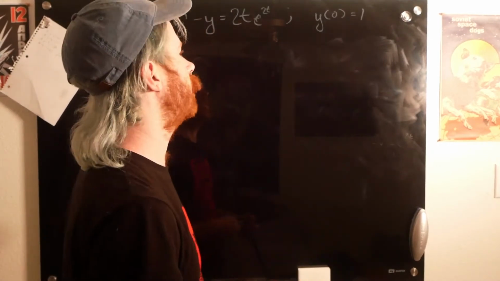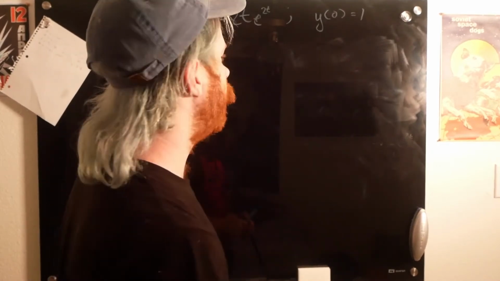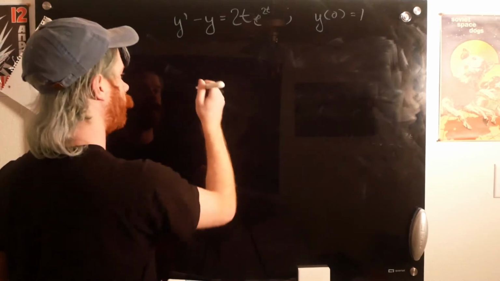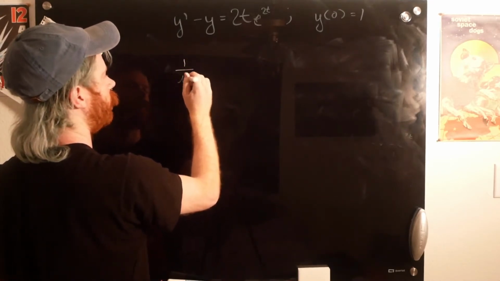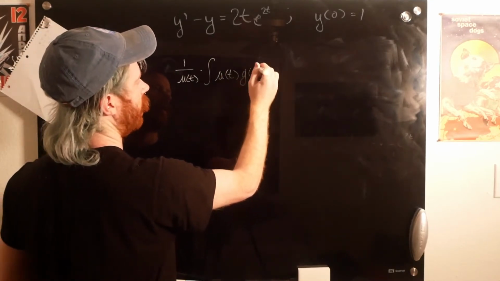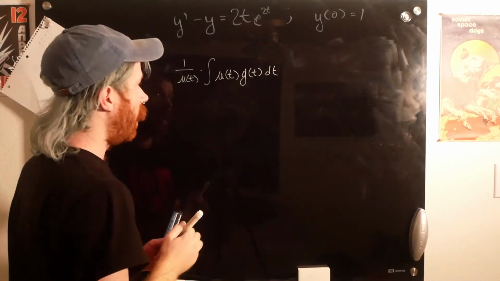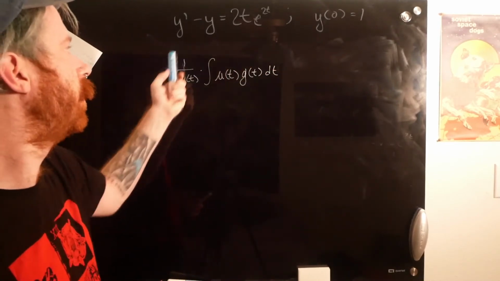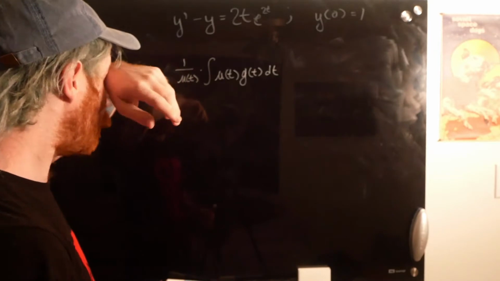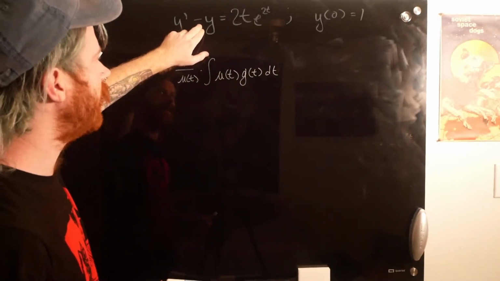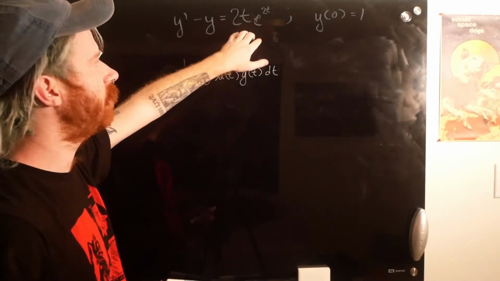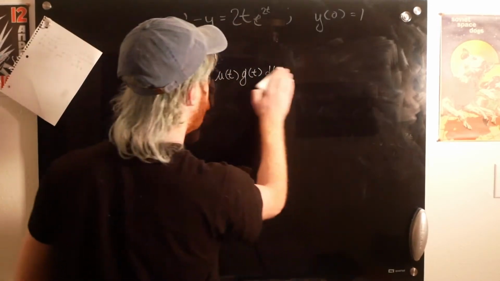We're going to be having an initial value this time, so we're actually going to be solving for c. If you remember the formula for that, it is 1 over mu of t times the integral of mu of t g of t dt. And we have to have our equation in a form where you have a p of t in front, attached to this y. Here in this case it's -1, and then g of t has to be all in terms of t on the right side.